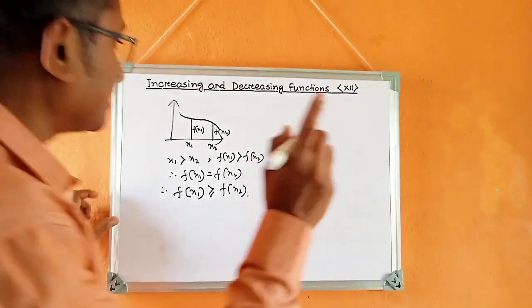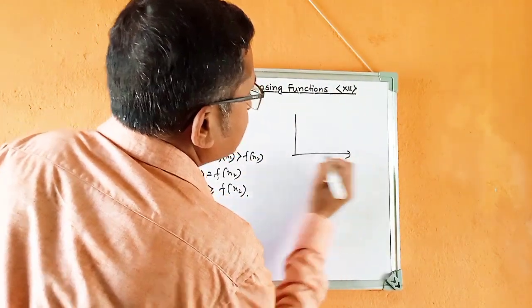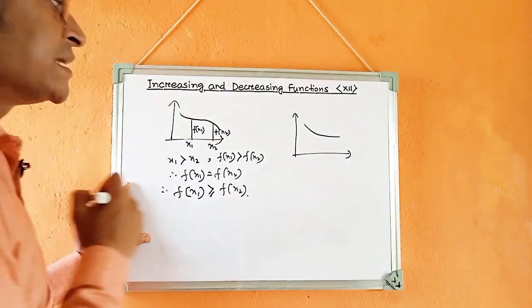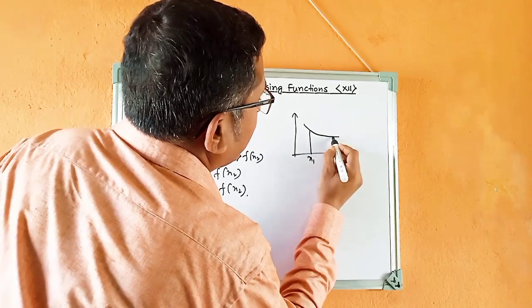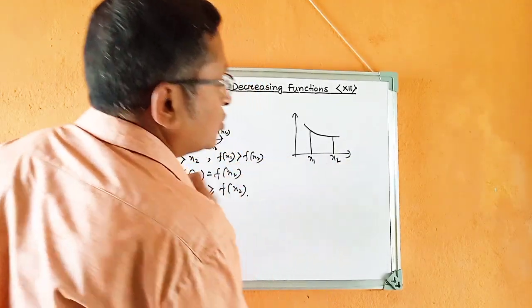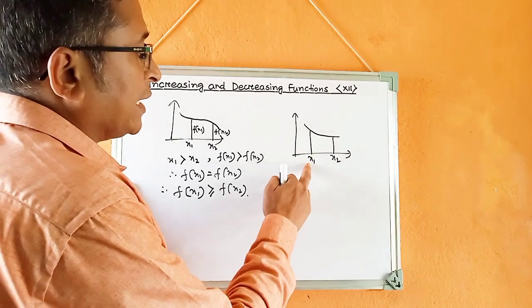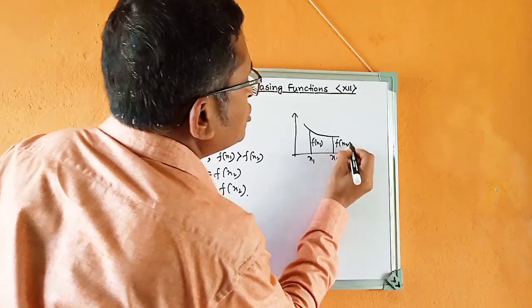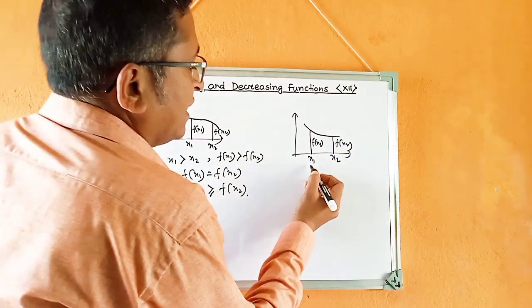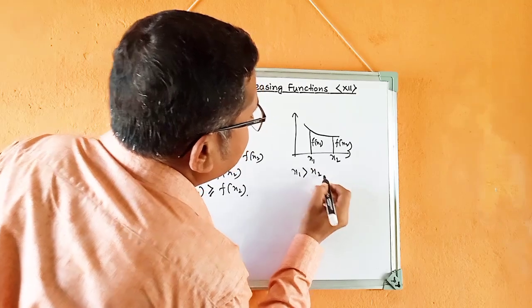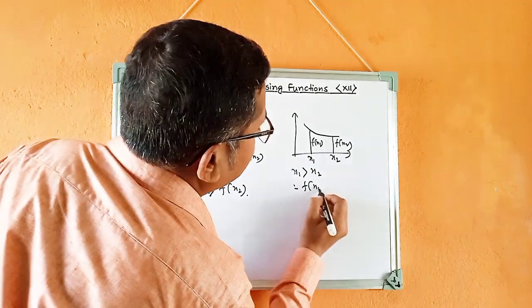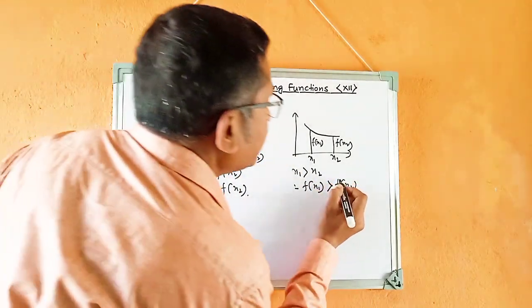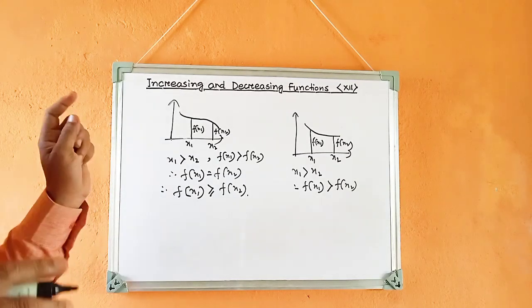Now strictly decreasing function. See another graph. This is the x-axis, this is the y-axis. Look, this is a graph of a strictly decreasing function. On the x-axis take one point x1, another point x2. So here is the value of y, f(x1), here is f(x2). Clear? In that case, x1 is greater than x2, therefore f(x1) is always greater than f(x2). That is why this function is called a strictly decreasing function.